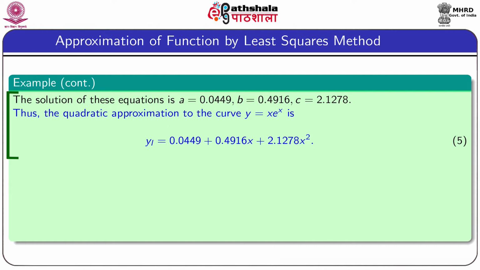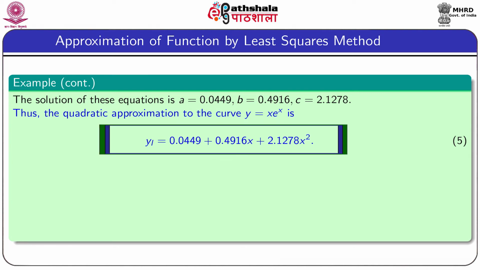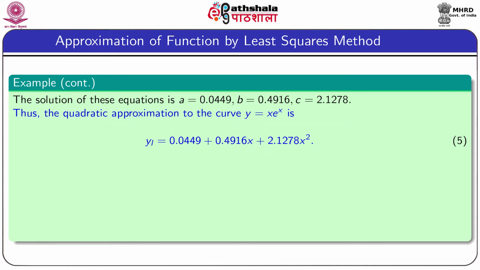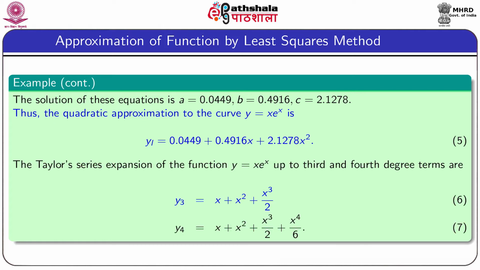And finally, the quadratic approximation to the curve y = x e^x is denoted by yl, equal to 0.0449 + 0.4916x + 2.1278x². This is the fitted curve using the least square method.